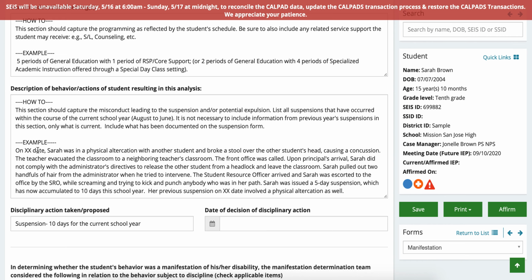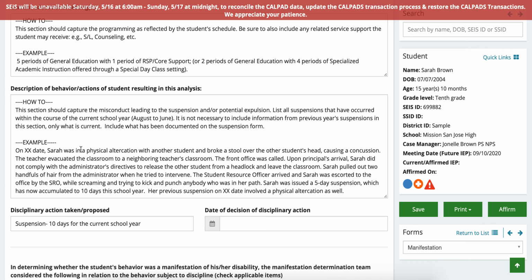So the example here, on XX date, Sarah was in a physical altercation with another student and broke the stool over the student's head, causing a concussion. The teacher evacuated the classroom to a neighboring teacher's classroom. The front office was called. Upon the principal's arrival, Sarah did not comply with the administrator's directives to release the other student from a headlock and leave the classroom. Sarah had pulled out 2 handfuls of hair from the administrator when he tried to intervene.